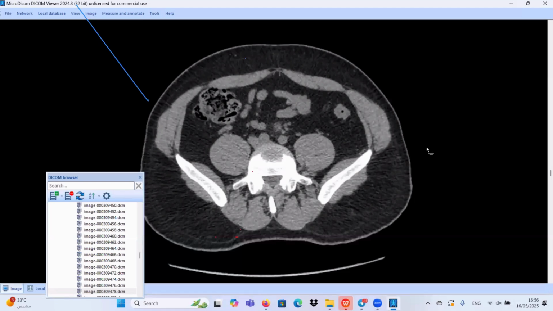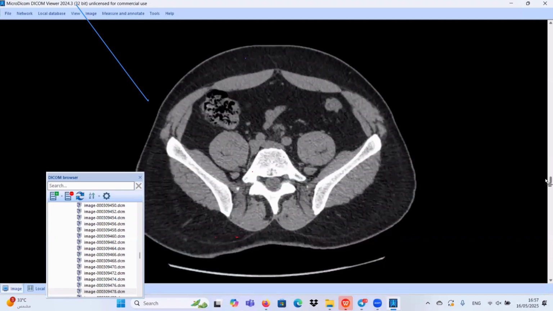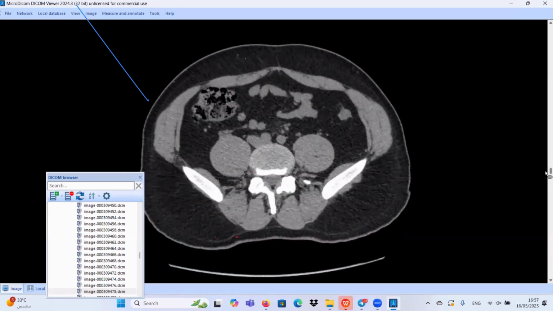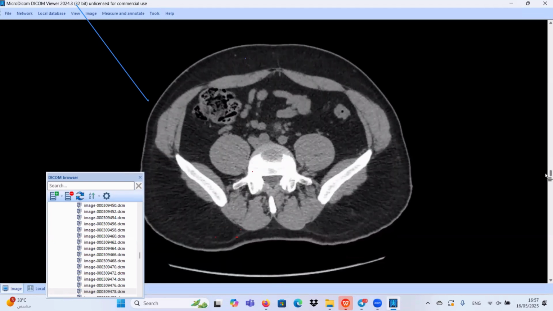Yes, here, this region, inferior to the aortic bifurcation. Agree? Yes. It disappears, it's only for this section. For my routine practice, for sure, I would go for contrast CT to check the abdomen and the pelvis. Okay, agree.